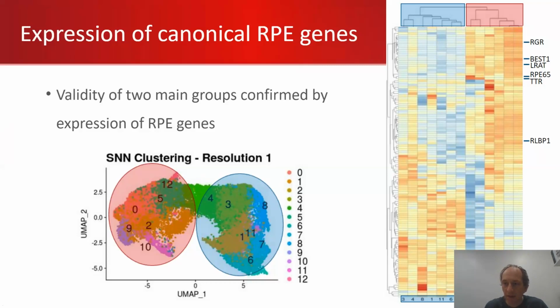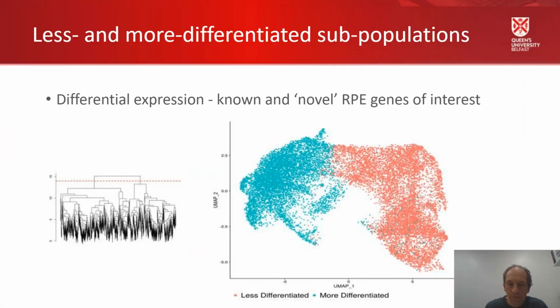And I've just indicated some of the best known RPE marker genes at the top right-hand corner there, and they're located in what I've indicated as the red cluster, which is the left-hand one in the diagram, which equates to the more mature cells. So in terms of our RPE phenotype, it seems that we actually have two main subclusters. On the right-hand side are the less differentiated cells in red, and then more differentiated is the large cluster on the left.